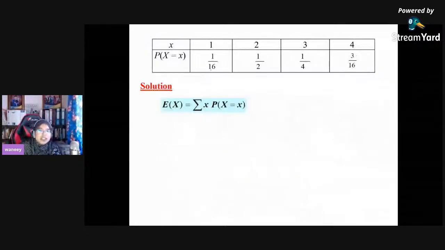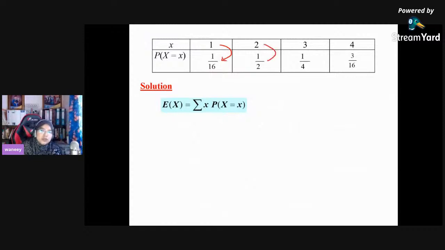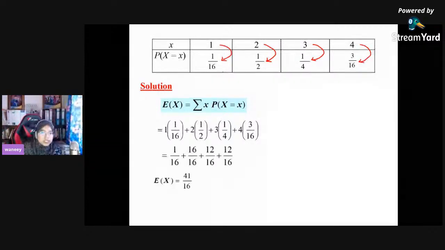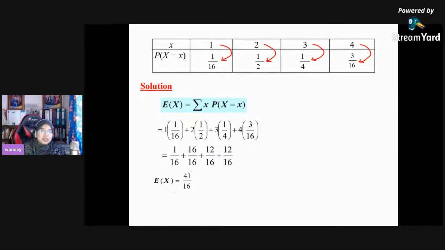Okay, so expectation of x. So 1 times 1 over 16 plus 2 times 1 over 2 plus 3 times 1 over 4 plus 4 times 3 over 16. So altogether, the expectation of x is simply equal to 41 over 16. So 1 over 16 plus 16 over 16 plus 12 over 16 plus 12 over 16. So the answer will be 41 over 16. So this is expectation of x.